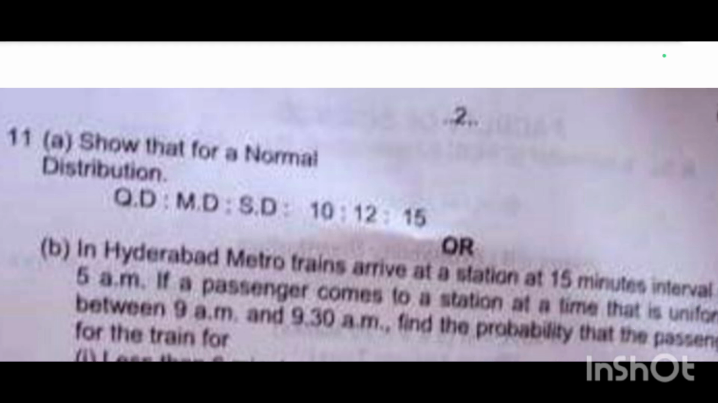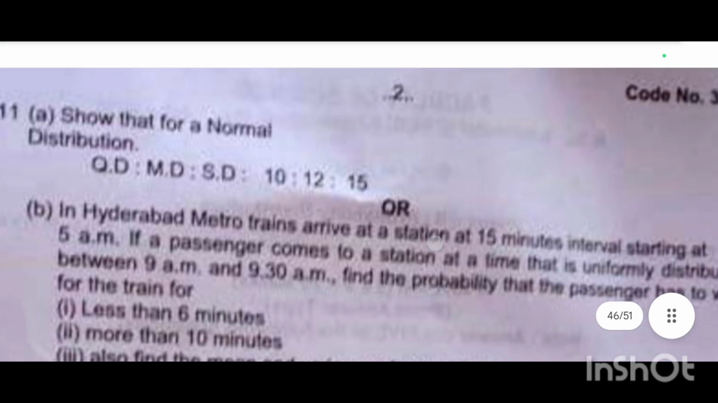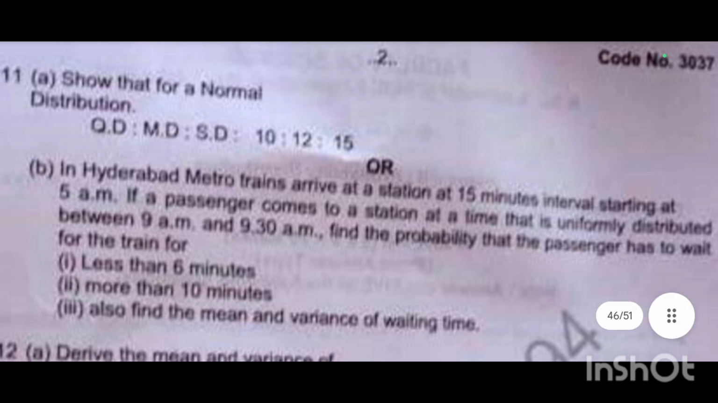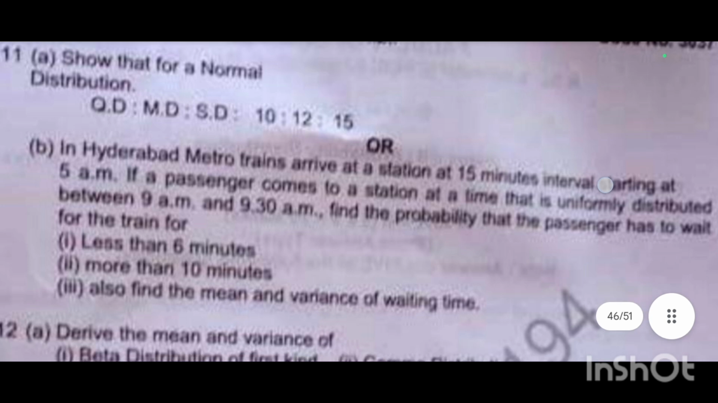Quartile deviation, mean deviation, standard deviation is equal to 10 is to 12 is to 15. Next, in Hyderabad metro train, this is also one of the application problems. So which distribution do you have to find? It is already given as following the uniform distribution. So more than, less than, you have to find out. Very simple and easiest.